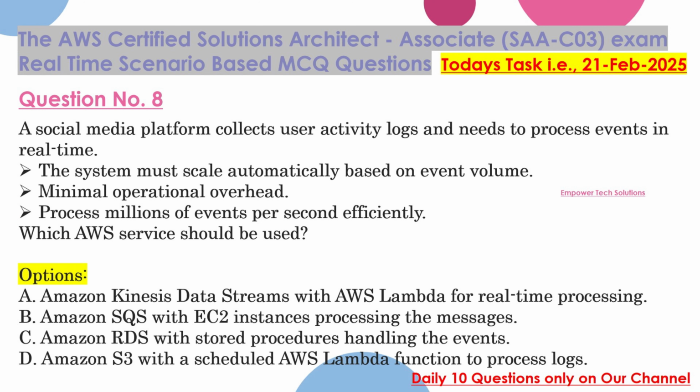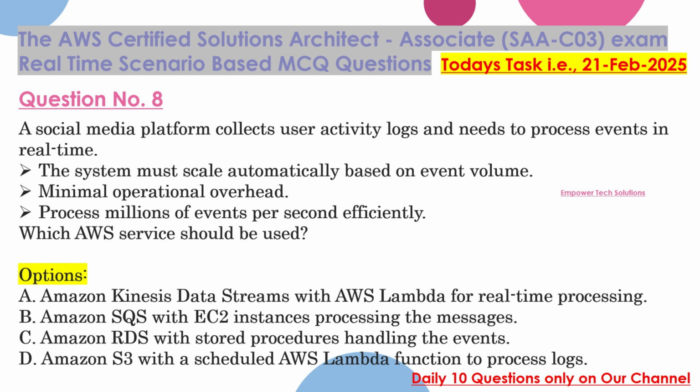Question 8. A social media platform collects user activity logs and needs to process events in real time. The system must scale automatically based on event volume, with minimal operational overhead, and process millions of events per second efficiently. Which AWS service should be used?